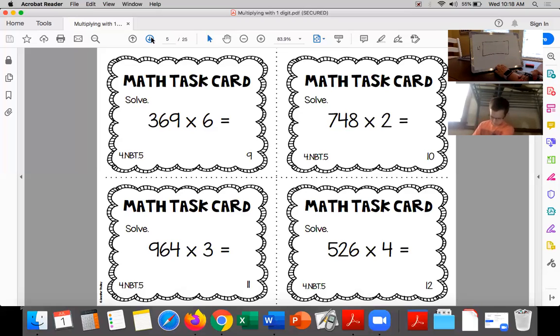So I'm going to do 526 times 4. Will you give me 526 in expanded form? 500 plus 20 plus 6. Okay. So I'm going to start with 4 times 5 is 20, and then I add what? The 2 zeros. Excellent. 4 times 2 is 8, and add your 0, 80. And 4 times 6 is 24. Okay. Then what do you do next? Add them all.